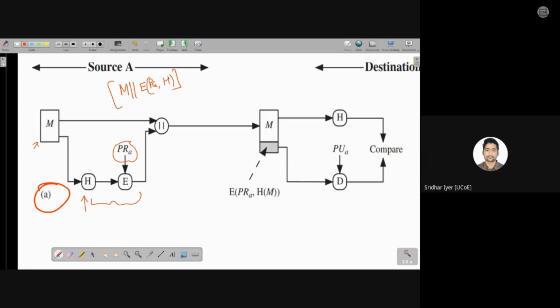Is it clear? What does the receiver do? The receiver will have two parts of the message. The first part will be the message itself, and the second part will be the hash which is encrypted using the private key of Alice. Now, this is where things change and differ from message authentication codes.